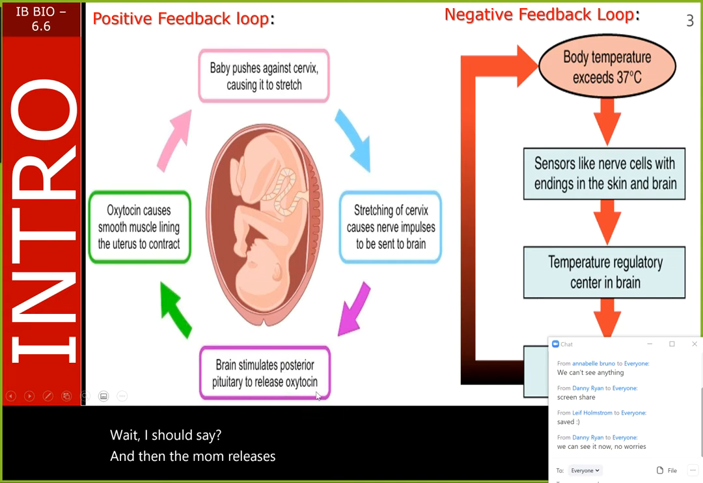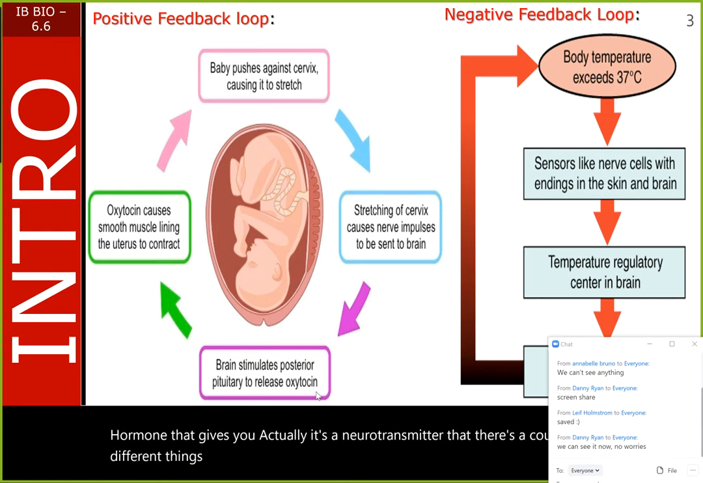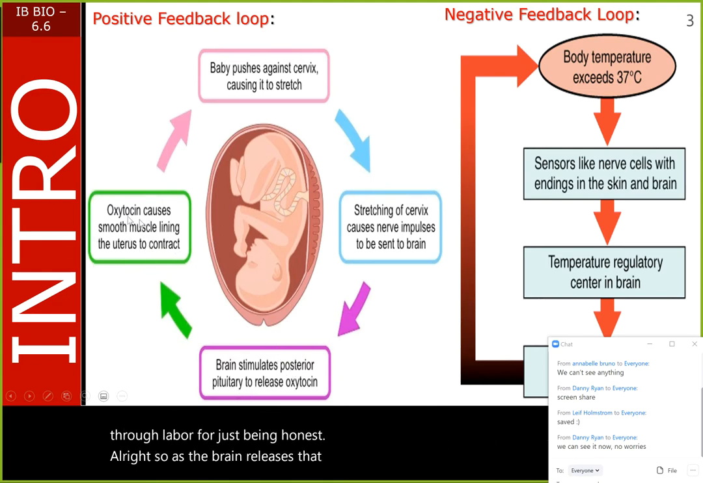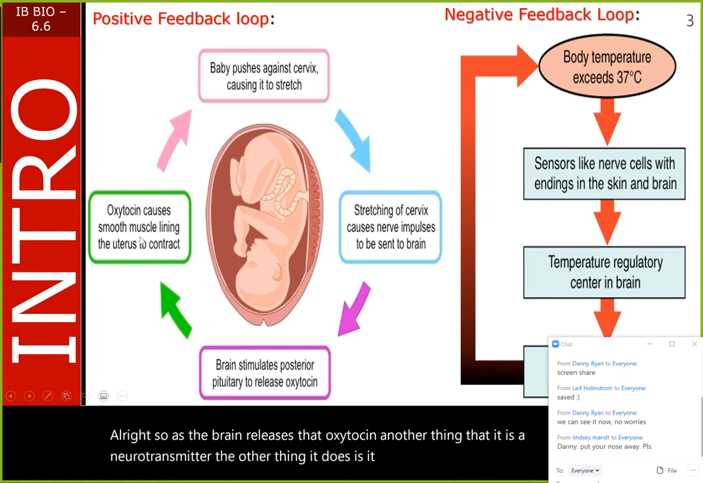Oxytocin is a hormone, actually it's a neurotransmitter, that does a couple of different things. It is called the love hormone or the bonding hormone. It is the thing that is responsible for initiating a mother-baby bond and getting you through labor, if we're just being honest. All right? So as the brain releases that oxytocin, the other thing that it does is it stimulates muscle contractions.